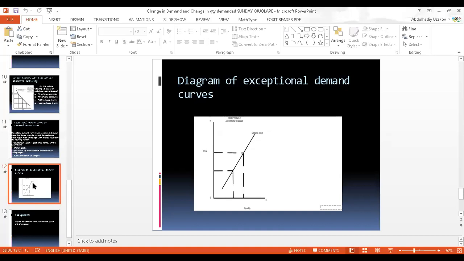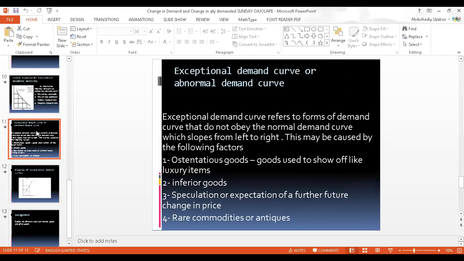Now, this may happen. So we want to look at what are those factors. What might cause an exceptional demand curve? What are the likely reasons for an exceptional demand curve? All right. So we have number one, ostentatious goods. Those are the goods that are used to show off. They are referred to, in some cases, as luxury items.